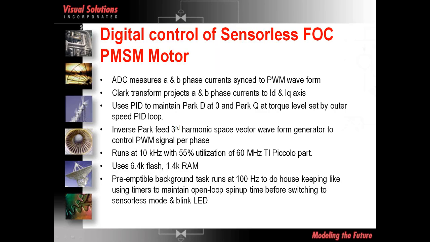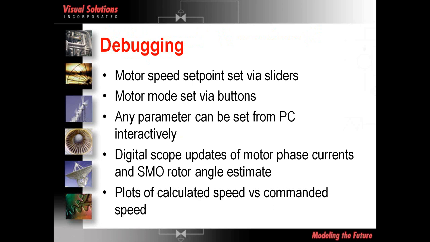Getting back to our slideshow here, the debugging interface, which I just showed you, shows the motor speed settable via sliders, the motor mode is set via buttons, and any other parameter like PID gains or the sliding mode observer constants can also be set interactively from the PC. And you have a choice of seeing single data point updates over the JTAG emulator, which tend to be slower at about 100 hertz rate, or you can get digital scope updates that are acquired down on the target into a buffer, and then once the buffer is filled, the entire buffer is shipped back to VisSim for plotting in a digital scope.